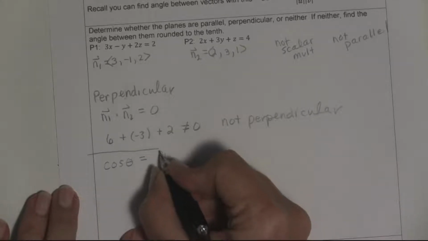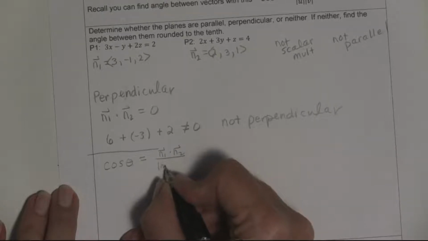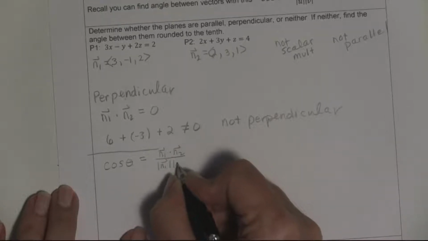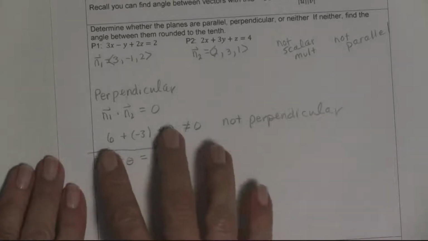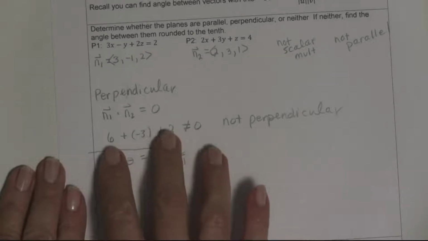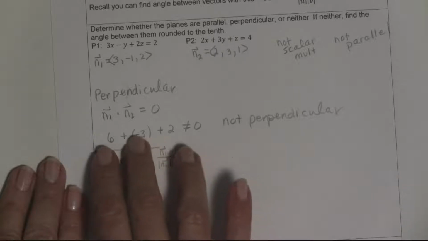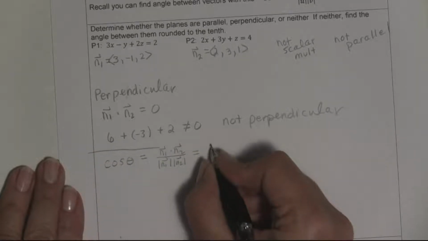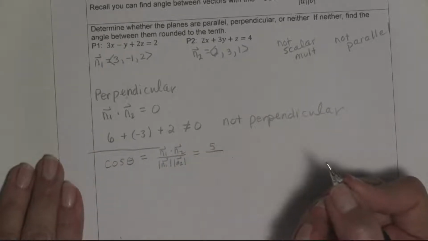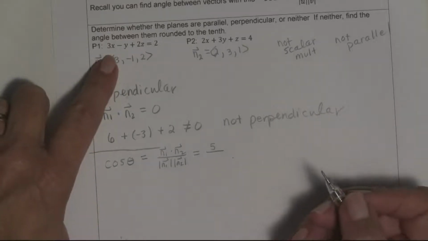So this is n1 dot with n2 divided by the magnitude of n1 times the magnitude of n2. And the good news is, up here we had already done the dot product, and when we did the dot product, we didn't get 0. We got 5, and so the numerator here is equal to 5, and then we want to go through and find our magnitude.